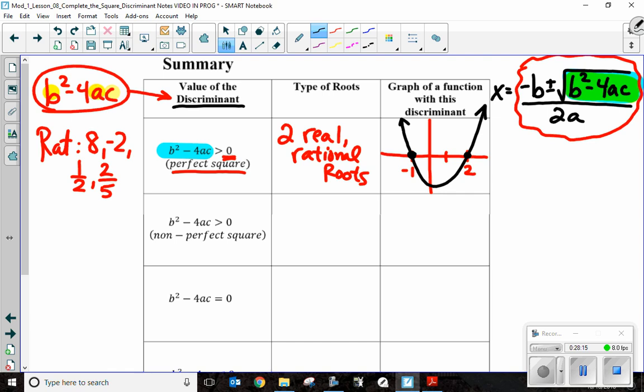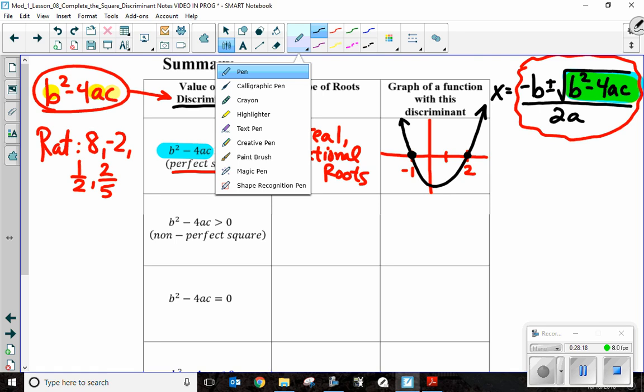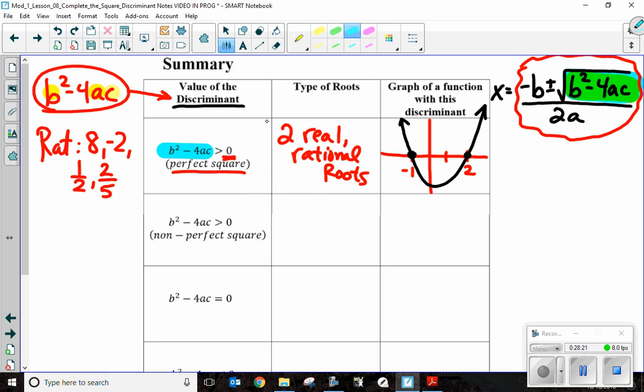What happens if my discriminant, this value here, turns out to be bigger than 0, but it's not a perfect square? By perfect square, I mean 1, 4, 9, 16, 25, etc. Those are numbers that if I take the square root of them, they give me a whole number. So what if I'm greater than 0, but not a perfect square? 7, 11, 6, 5, whatever.